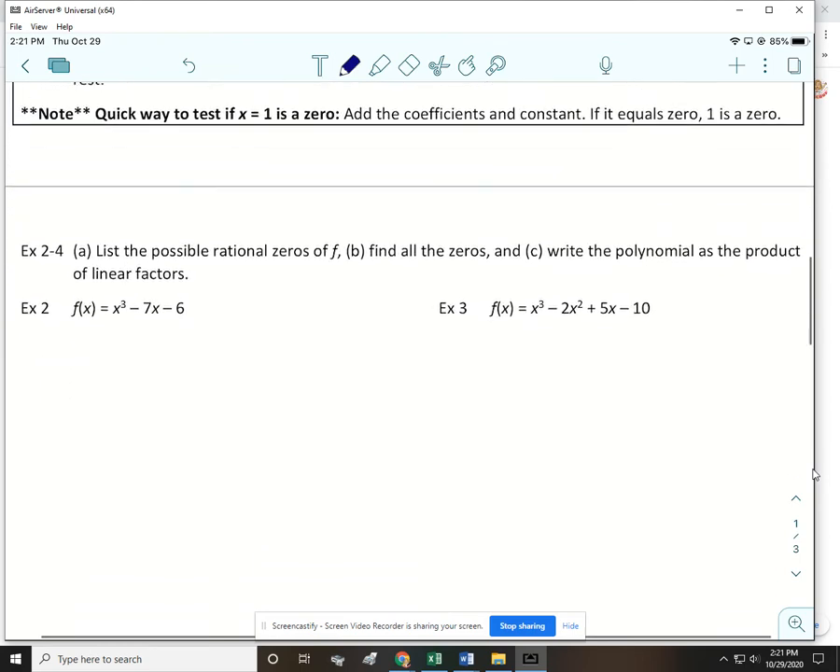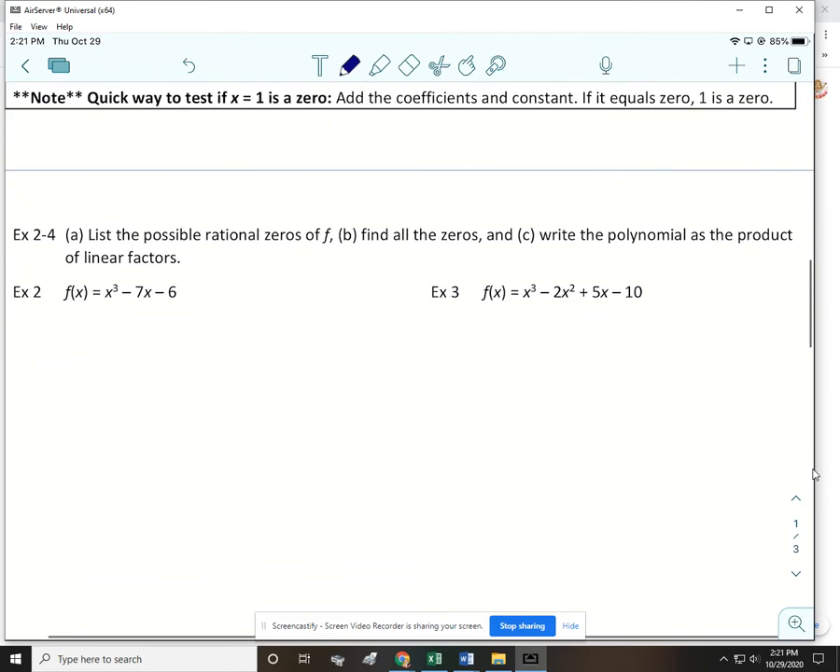Now, a quick note: to test to see if 1 is a zero, all you have to do is add up the coefficients and the constant. If you add those and you get 0, then 1 is a zero, and you can use it in your synthetic division, and you don't have to guess. You know for sure that it's a zero.